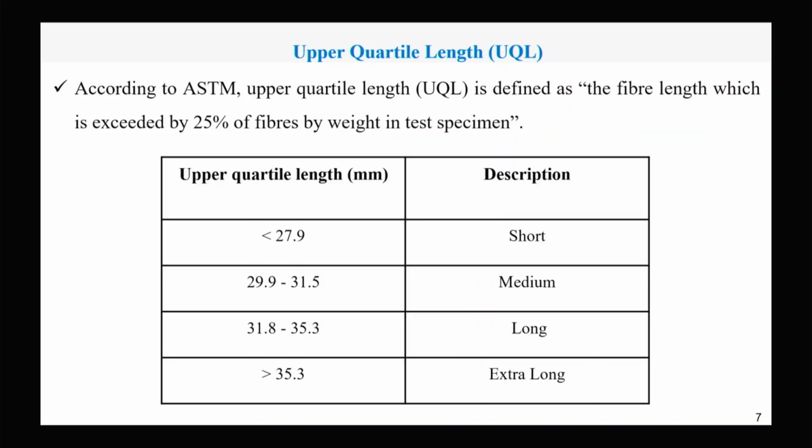And these are some guidelines. Upper quartile length is always more than the mean length. Okay, mean length, because mean length takes care of the short fibers also. So these are the typical classification. 7.9 less than that we can consider is at short fiber. 35.3 is the extra long fiber. So these are some guidelines.